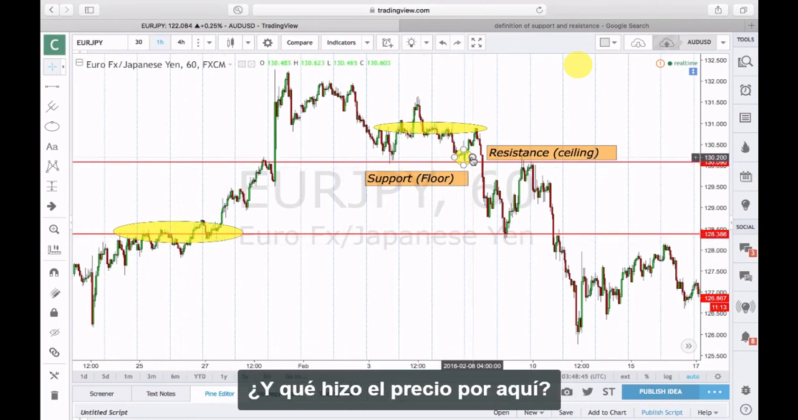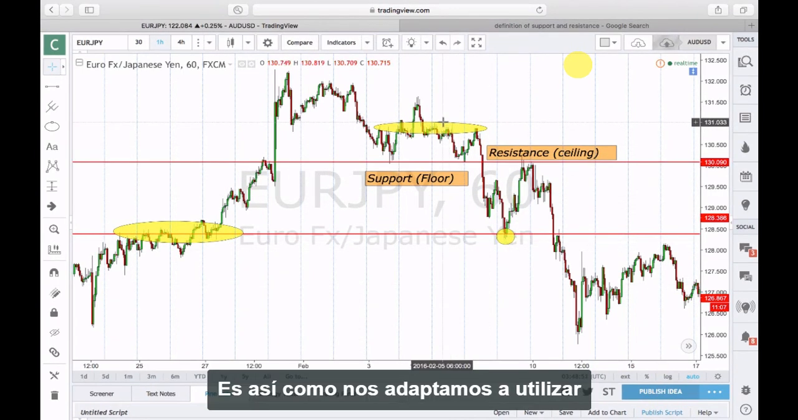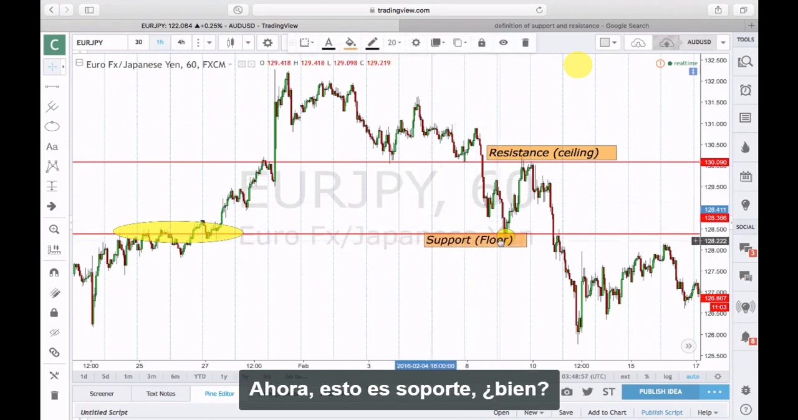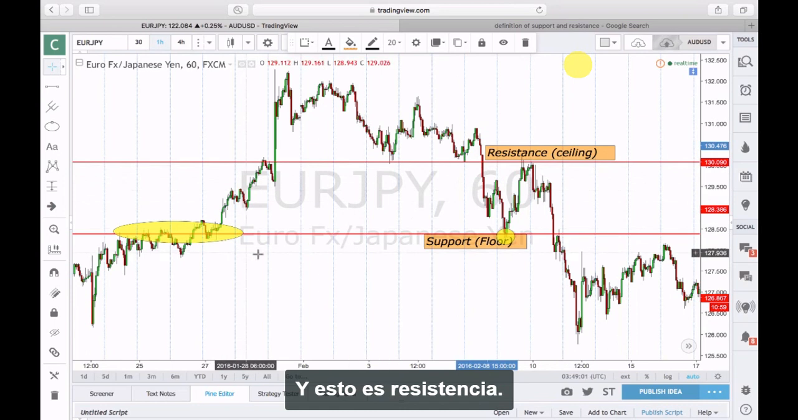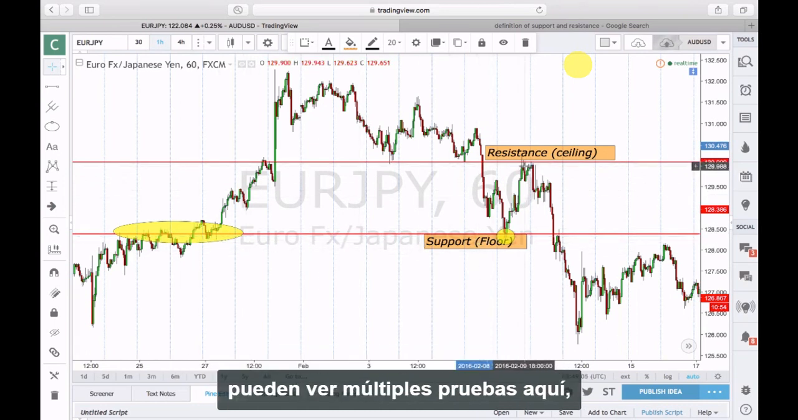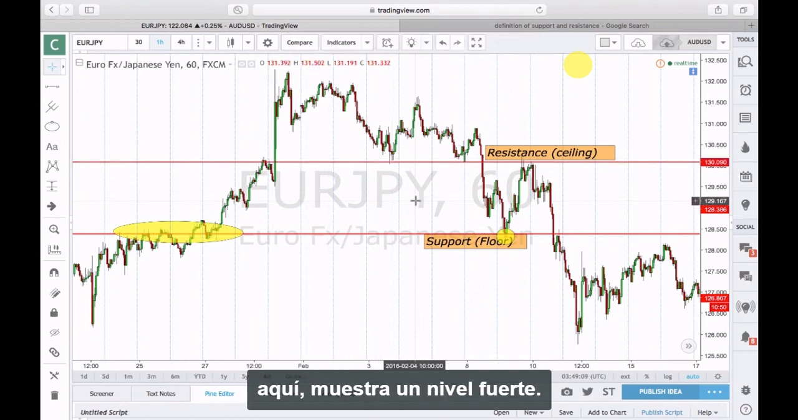And what did price do over here? It literally was bouncing above it. Okay, that's how we adapt to utilizing support and resistance. Now this is support, okay, and this is resistance. Look at support, it's also tested here. You can see multiple tests here, here, here, here, here. It's showing a strong level.